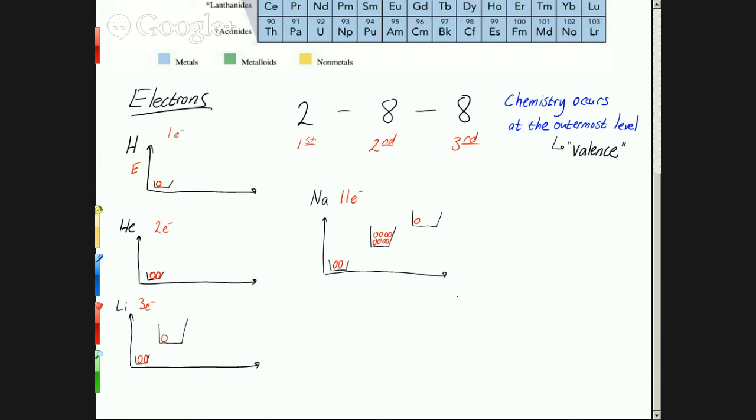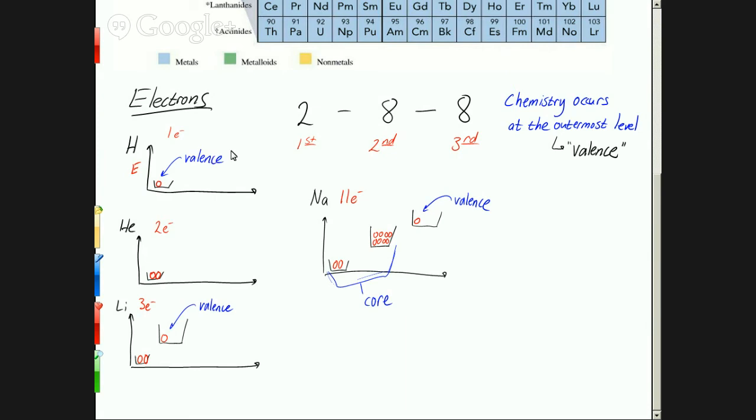Like in sodium, how many valence electrons does it have? Just 1. So that's our valence electron. And then all of the other ones are called core electrons. So toward the middle, not in the valence. How many valence electrons does lithium have? 1. So 1 valence electron, 2 core electrons. How many valence electrons does hydrogen have? We'll skip helium for a minute. 1. So those are the only ones that can bond or interact with others.